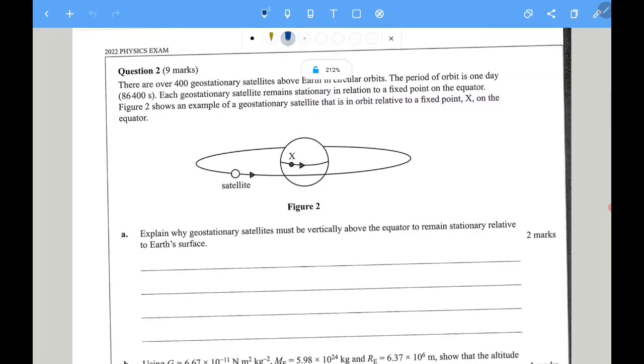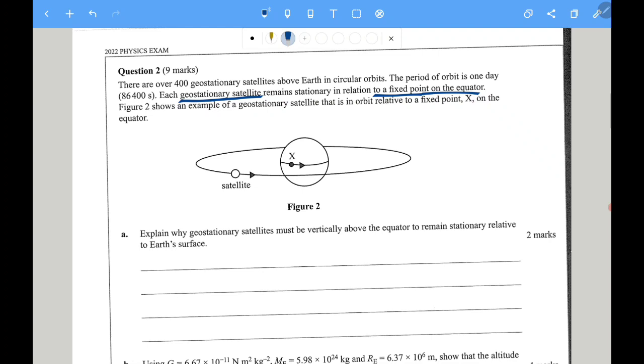All right, so here's the first real worded question in this paper. We're looking at a diagram of a geostationary orbit above the Earth in circular orbit. The orbit has a period of 1 day. That's the definition of geostationary. Geostationary satellites remain stationary in relation to a fixed point on the equator. Figure 2 shows an example of a geostationary satellite in orbit relative to a fixed point X on the equator. Part A: explain why geostationary orbits must be vertically above the equator in order to remain stationary relative to the Earth's surface.